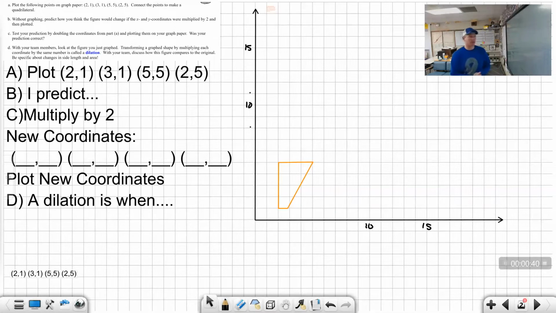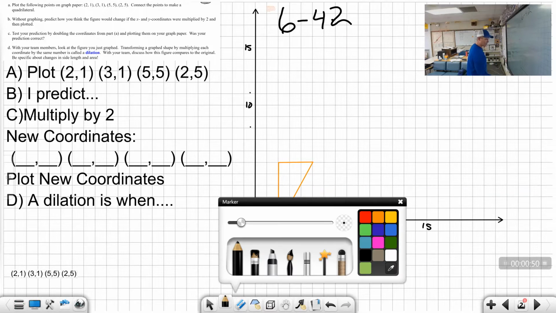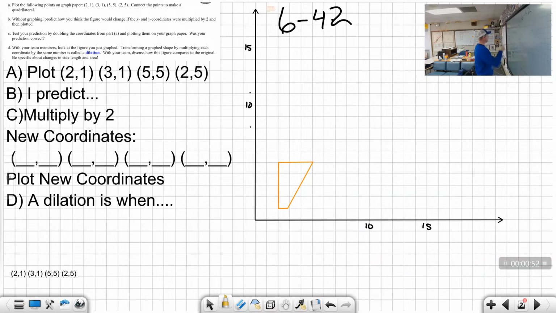So our first problem here is problem 6-42. You have a graph, and what I want you to start by doing is go ahead and plot those coordinates. Pause the video, plot those coordinates.